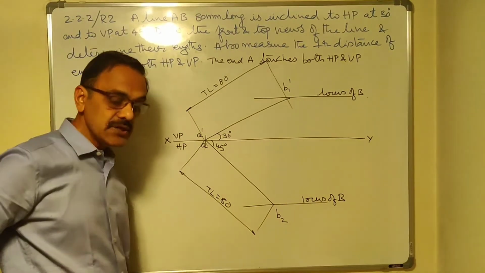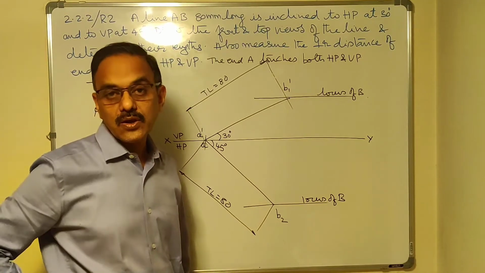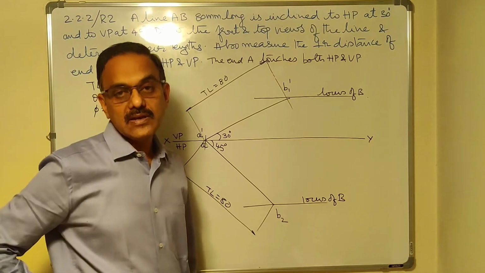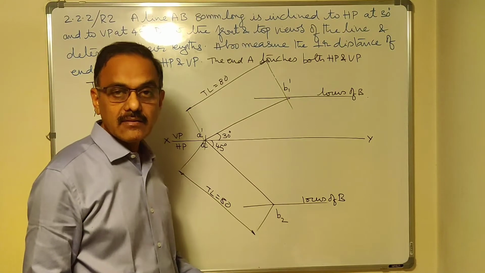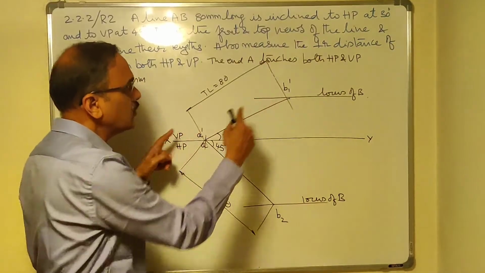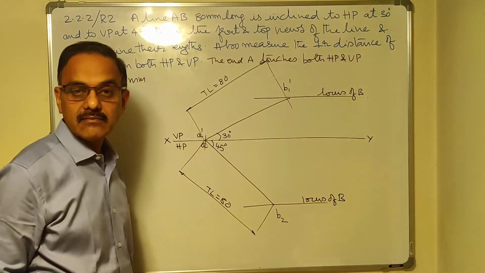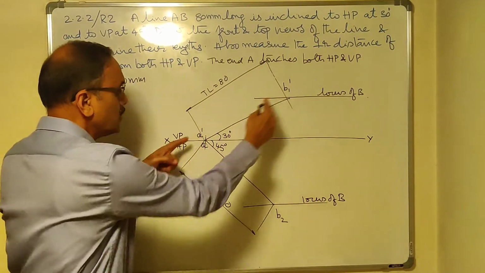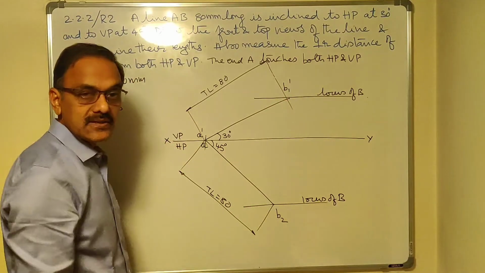As I was mentioning earlier, the true length principle is very important. In each and every problem, we will use the true length principle. We used it in the previous problem as well, but here I use it in the reverse way. Because the front view is true length, its projection should be parallel to the XY line. That's how I use it.